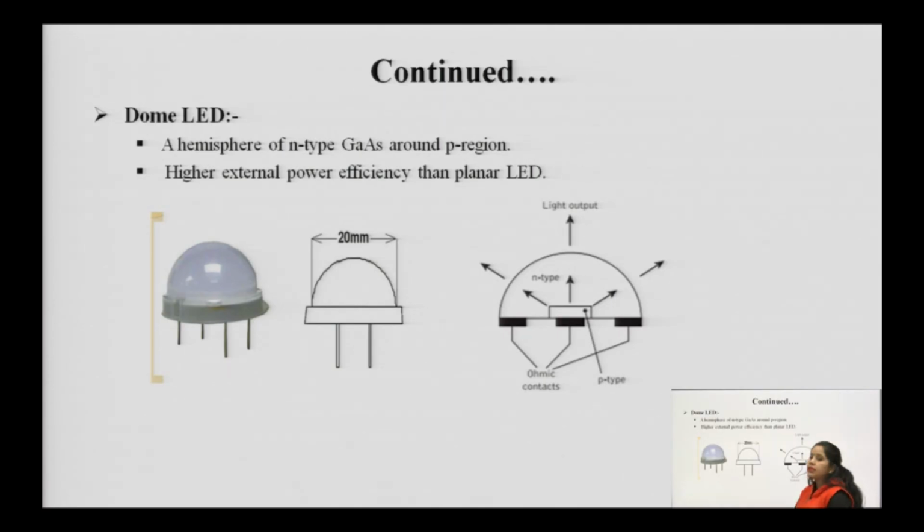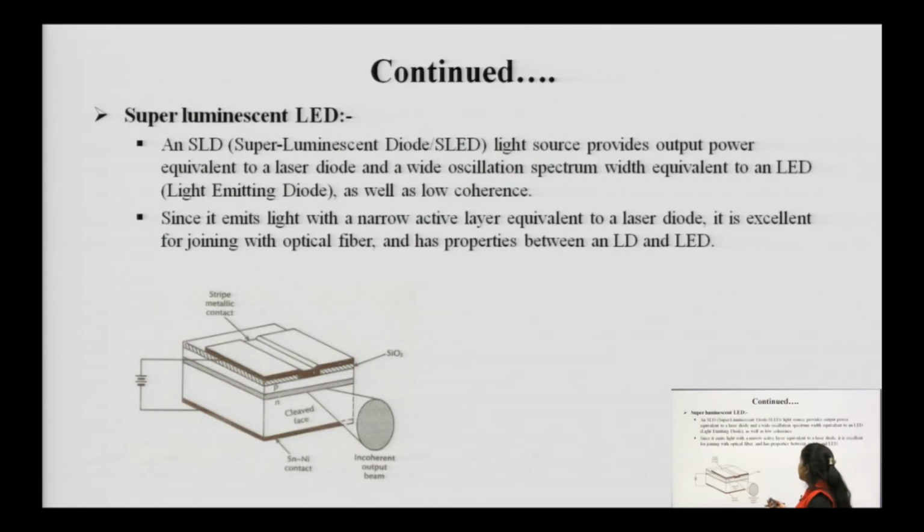Now, this is a very simple form of LED which we see in our daily life, that is the dome shaped LED. It is a hemisphere of N-type GaAs around the P-type region, with higher external power efficiency than the planar LED, which is also one of the simpler ones, but not simpler than the surface or edge emitter LED.